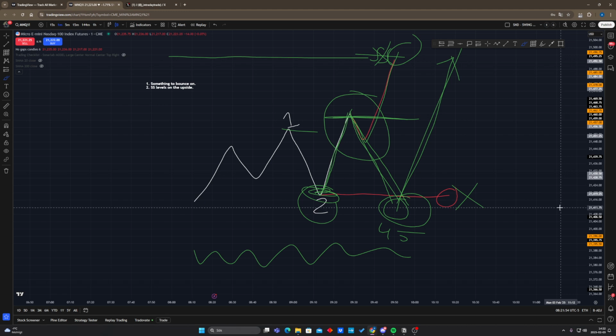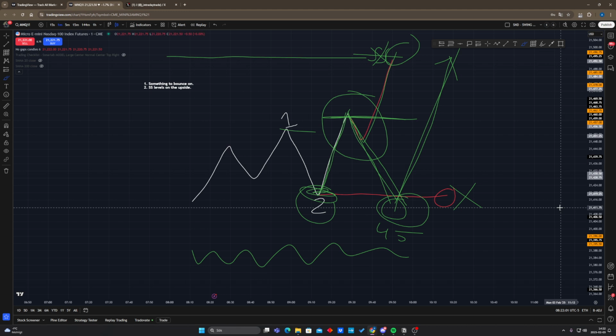And what will tell you if we're going up or down will be in the next video, video 4. It will tell you exactly where we're going.